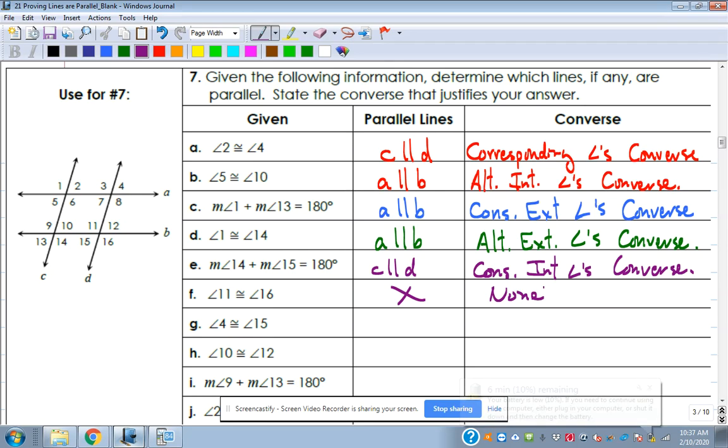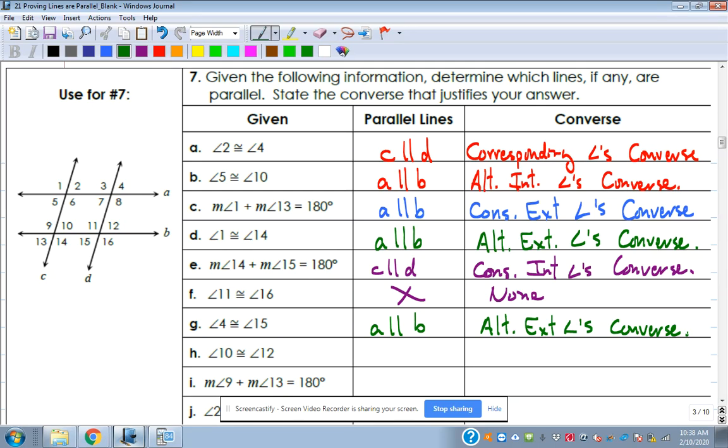G, 4 and 15. They are alternate exteriors. They're alternate exteriors with what as the transversal? D is the transversal, which means lines A and B. A is parallel to B, alternate exterior angles. Good.